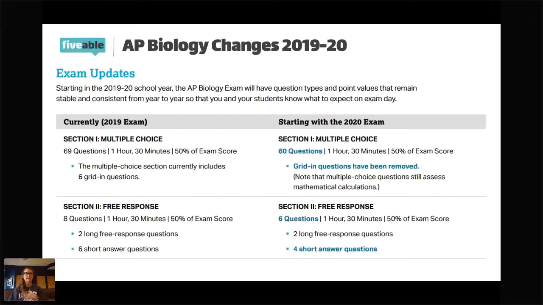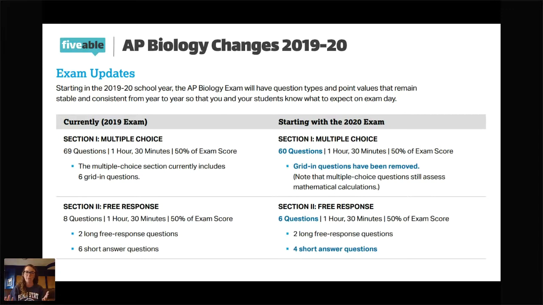And then for free response, they've cut 2 of the questions, so we go from 8 questions down to 6. Still have those 2 long free response questions, but 4 short answer instead of 6 short answer. And later on in the course, when we get closer to the exam, we can actually look, they've actually said about what kind of topics each of those 6 questions will be, so that we can best prepare our students for that.